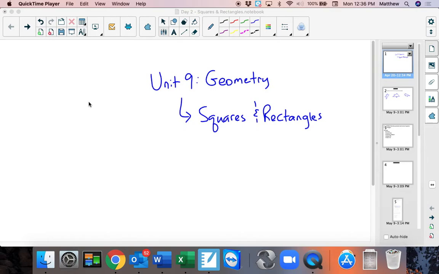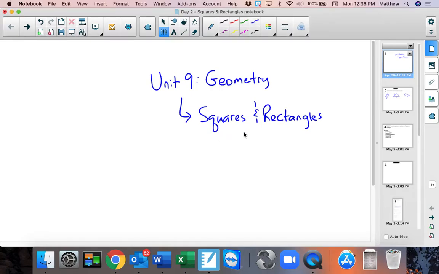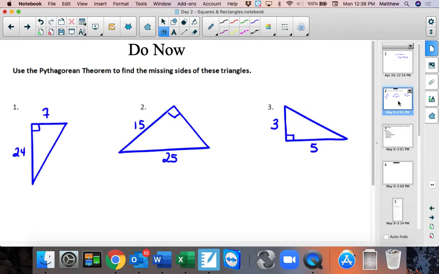Okay, so we're going to do our second day here with geometry. Our first day was Pythagorean theorem with right triangles. Today we're just going to look at squares and rectangles, and specifically area and perimeter. Let's just do a quick do now.